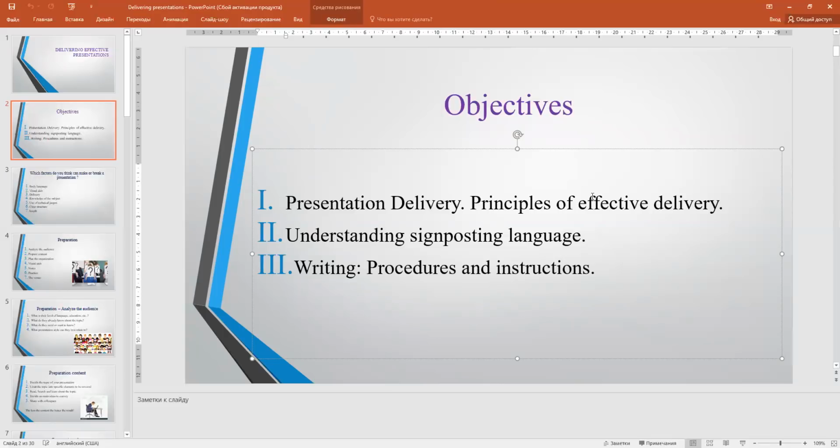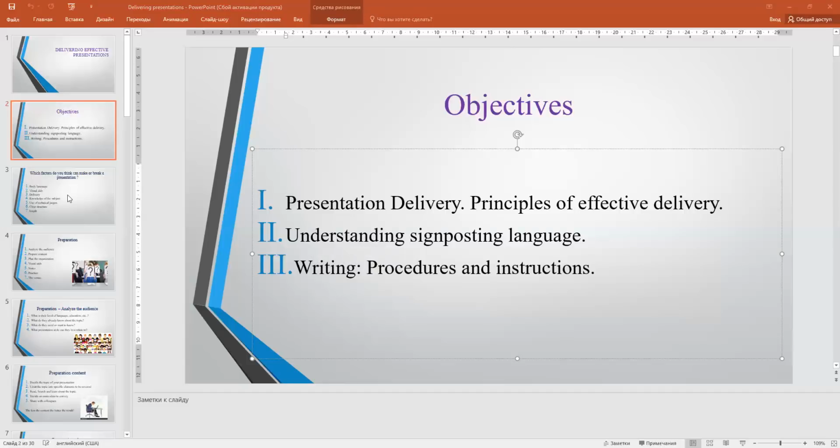After you finish this presentation, we will talk about what you should notice when you're presenting. For example, the quality of your presentation, and also the structure as well. And then the second one, understanding signposting language. Signposting language is one of the most important skills that you should know when you want to speak coherently and accurately during your presentation. And finally, we will finish our presentation with writing activities, and that can give you procedures and instructions.